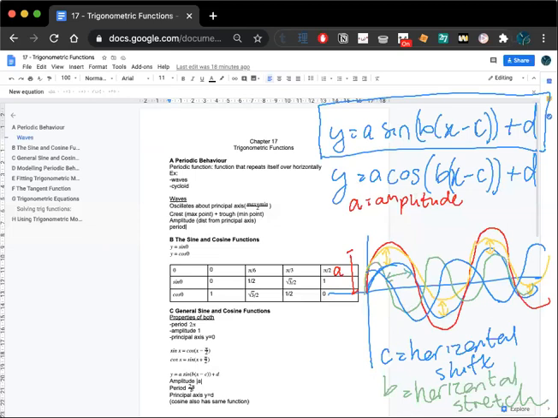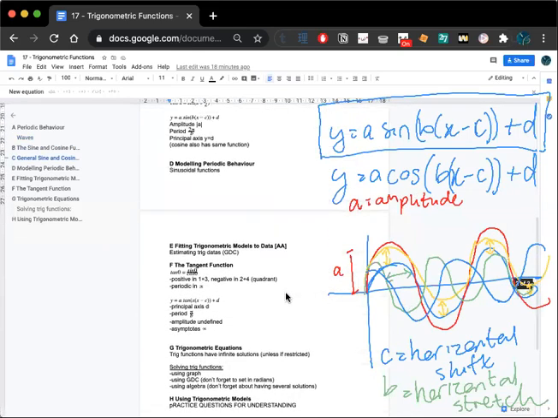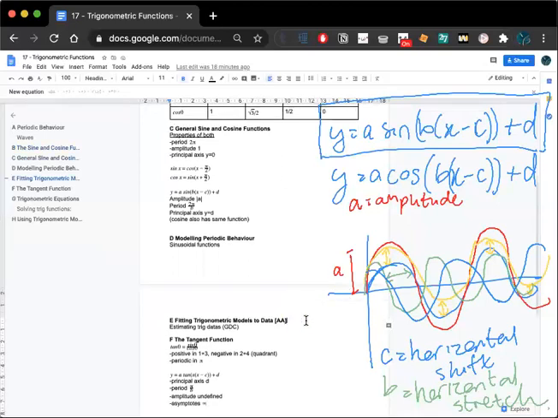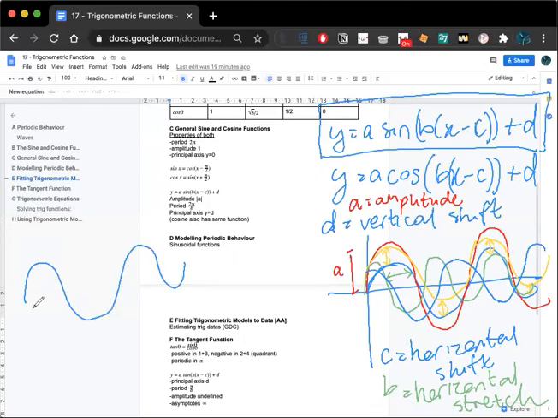So, okay, I think this is done for now. Okay, next up we have modeling these functions. Basically, to model these functions you need to know the amplitude, the horizontal shifts, the horizontal stretches, and the vertical shifts. Oh yeah, let me just write down vertical shift. This is d.